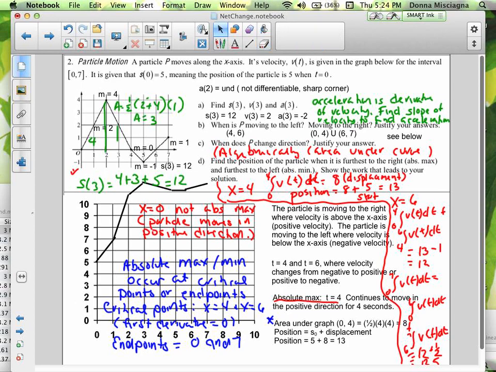So the farthest we ever get is at t equals 4 seconds, because then we're moving in the negative direction, and even when we turn back, we don't make up the part that was in the negative part.